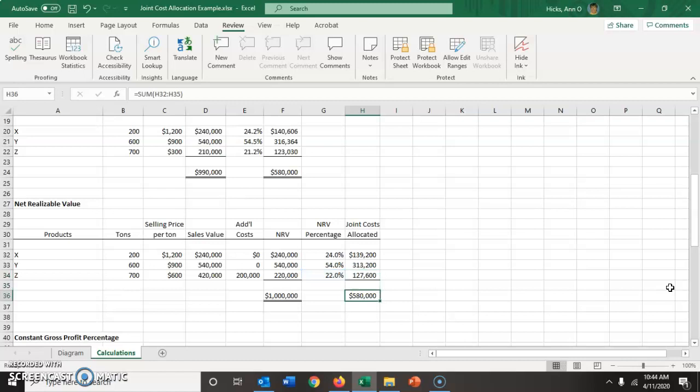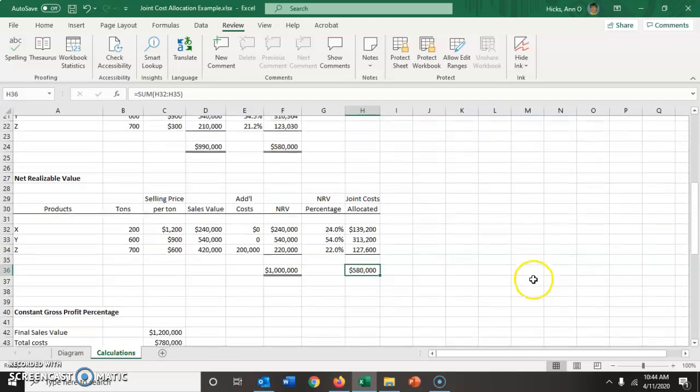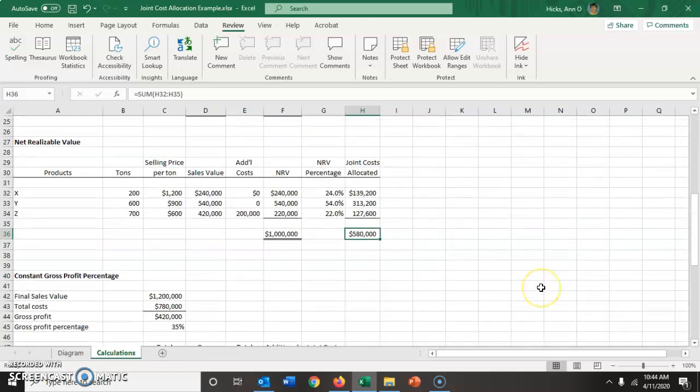Keep in mind, the only reason we're having to allocate them to the individual product is to determine the cost basis for the product so we can figure out our price on that product and the gross profit that we're earning on each product. It doesn't change the bottom line, merely how we are pricing our product. Again, we're looking at an ability to bear approach.